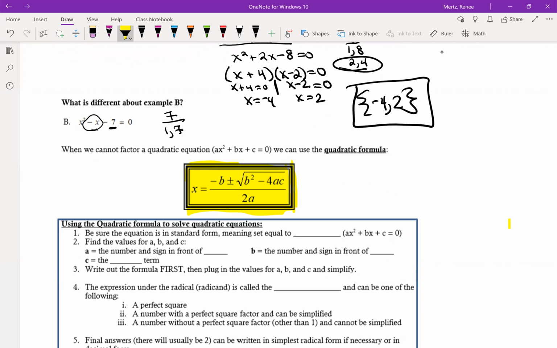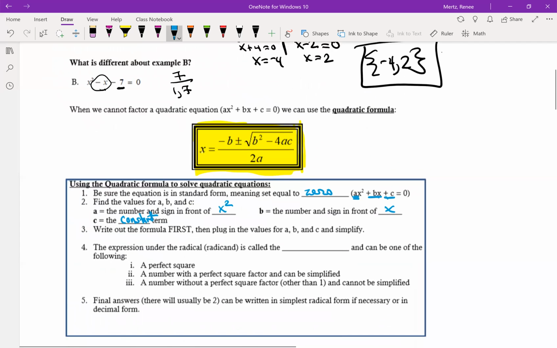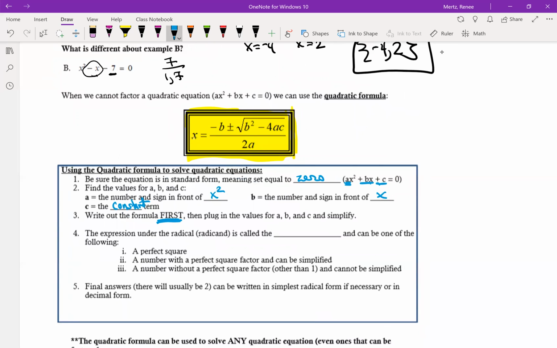So in order to use this, we need to remember to be sure that we put it in the form of ax squared plus bx plus c. So set equal to 0. Make sure we want to find the values of a, b, and c. A is the sign in front of the x squared, b is in front of the x, c is called the constant. Write out the formula first. So that's very helpful. Write the formula first and then plug in the values.